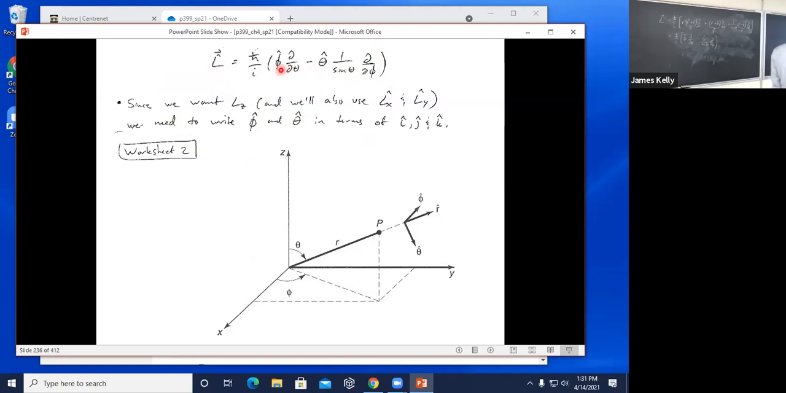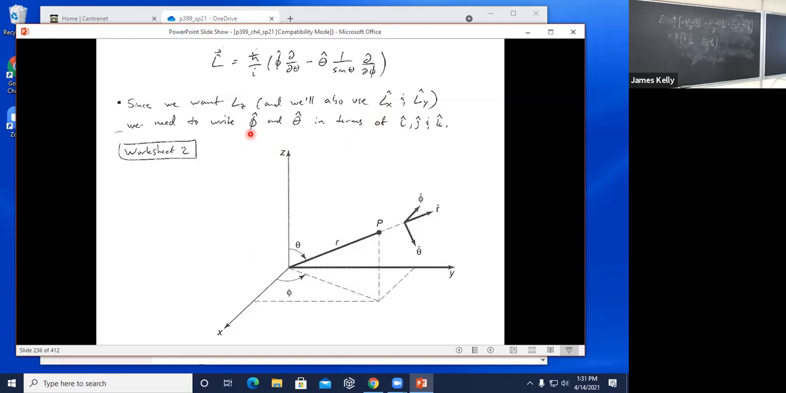So I need to write phi hat in terms of x hat, y hat, and z hat. And I need to write theta hat in terms of x hat, y hat, and z hat. And then we're going to be interested in just pulling off the z hat component of that. For whatever reason, I was using i hat, j hat, and k hat, but you could write x hat, y hat, and z hat just as well. I tend to use those nowadays.